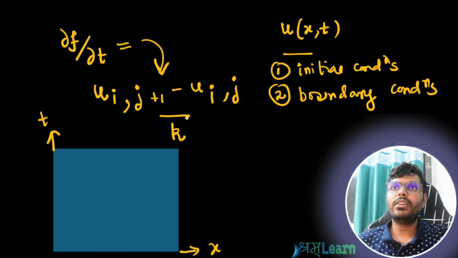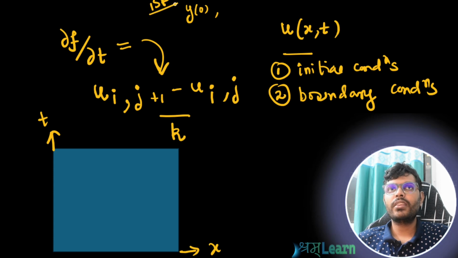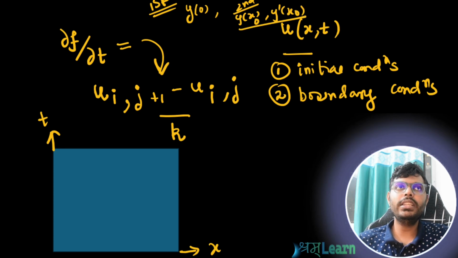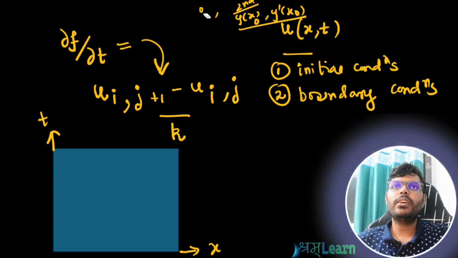Like in the case of an ordinary differential equation, what were the constraints? For a first order differential equation, y of 0 was known, or y of x0 was known. For the case of second order, we have y of x0 as well as y dash x0. So this helped us to determine our solution numerically. So for partial derivatives, what are our conditions?